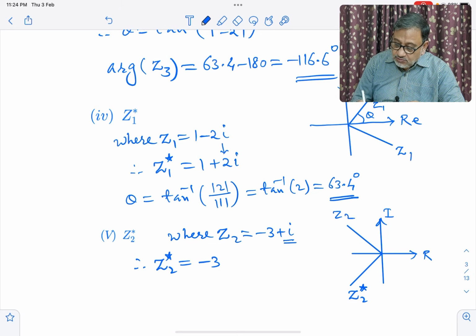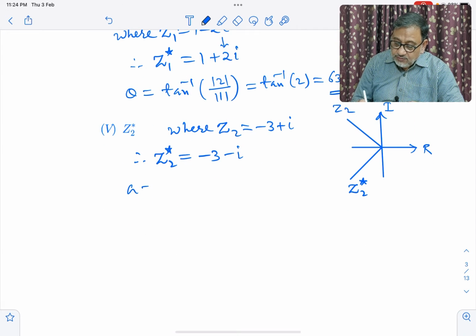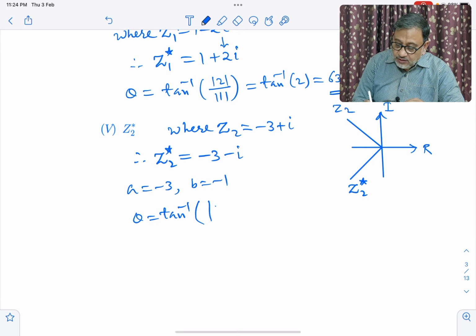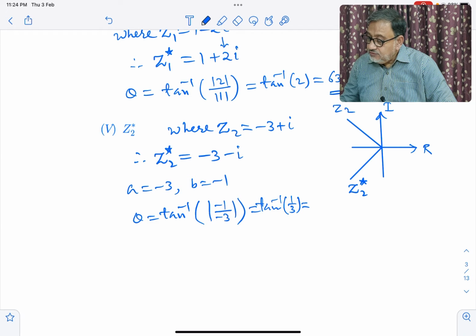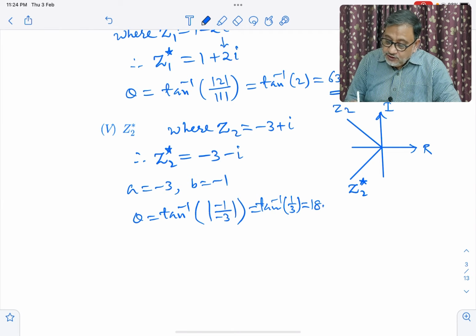So we just change the sign of the imaginary part. So minus i. Now here a is minus 3, b is minus 1, and theta is tan inverse of the modulus of minus 1 by minus 3, which will be 1 by 3. So tan inverse of 1 by 3, because we are finding first the positive angle and then converting it to where it lies. So tan inverse 1 divided by 3 gives me 18.4 degrees.